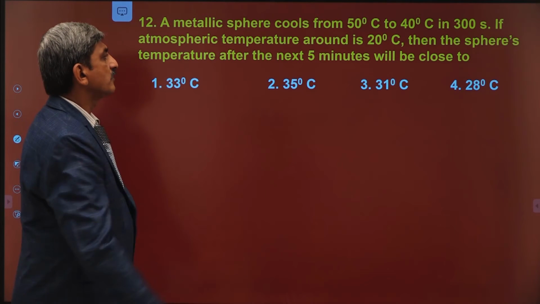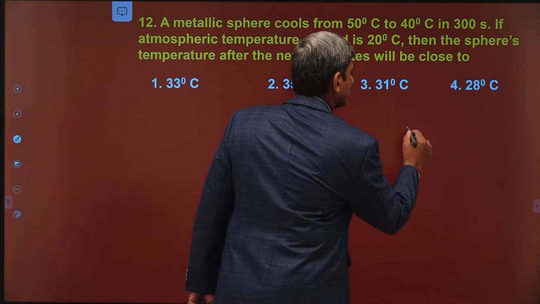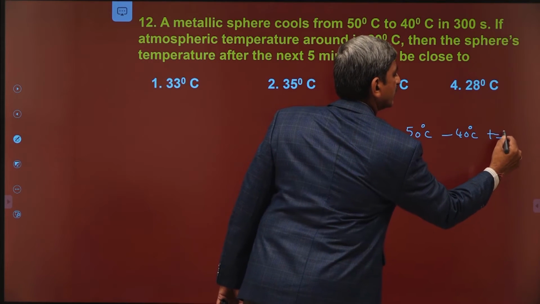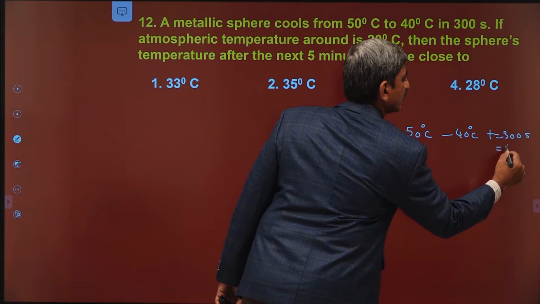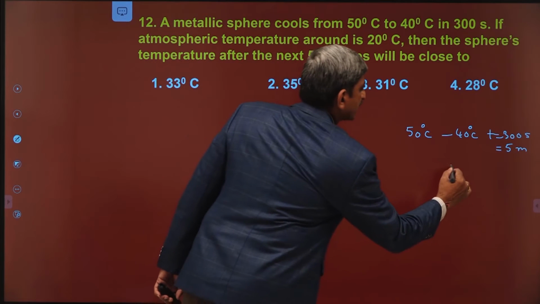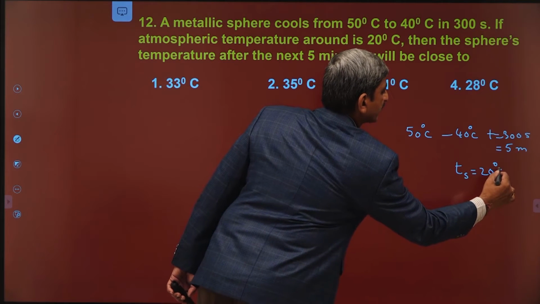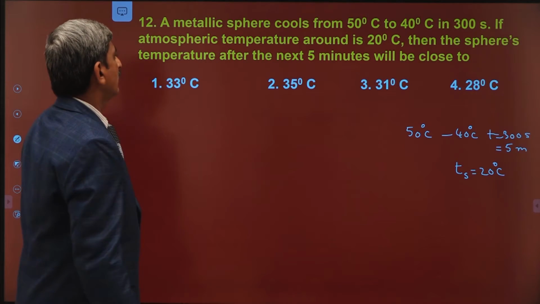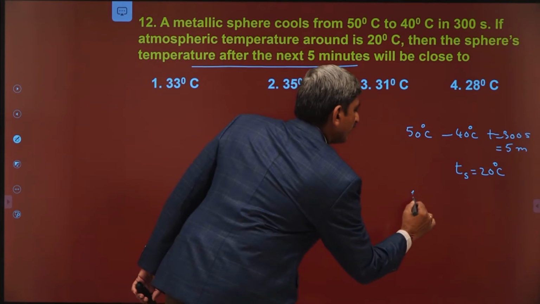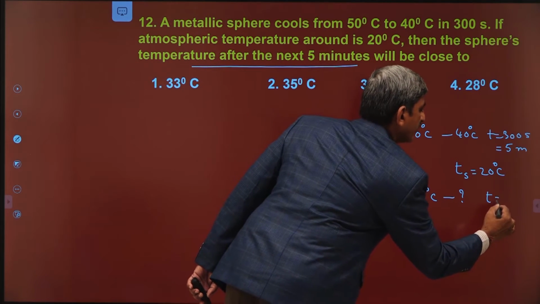A metallic sphere cools from 50 degrees centigrade to 40 degrees centigrade in 300 seconds, which is equal to 5 minutes. The temperature of the surroundings is given as 20 degrees centigrade. Now the temperature of the sphere after the next 5 minutes will be dash. That means if the body cools from 40 degrees centigrade, to what temperature will it cool after 5 more minutes? This is the question.